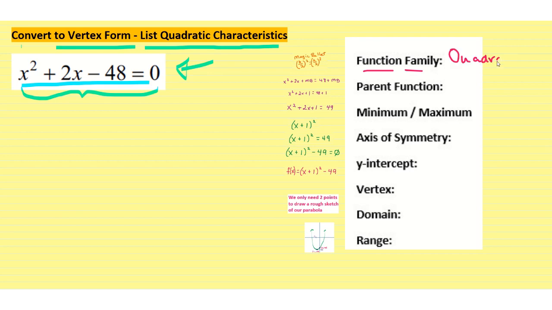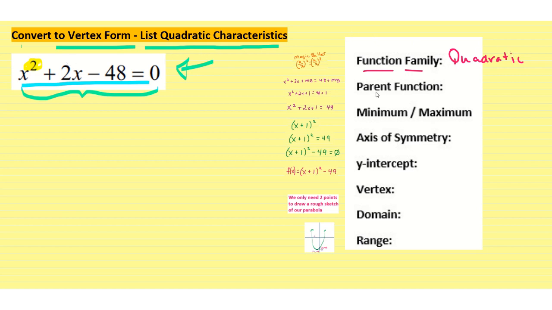And how do we know that for sure? Well, of course, this video is called quadratic characteristics, but it's actually because we know that the highest power on our variable x is a 2. Anything where the highest power is a 2 means it is a quadratic. So we can confirm that because of the x squared.